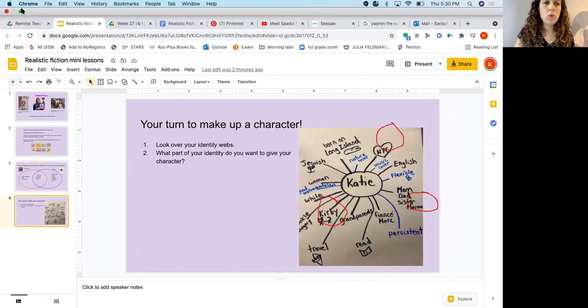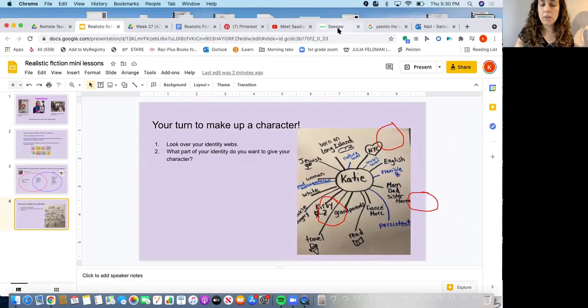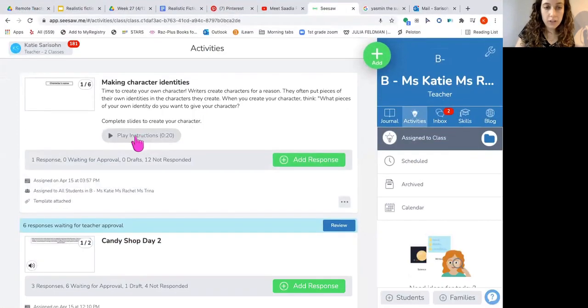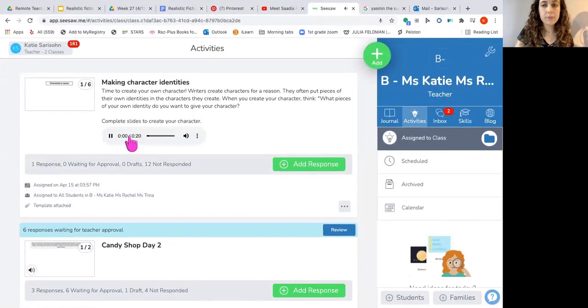So when you go into Seesaw, you're going to find an activity called Making Character Identities. Here are the instructions. Time to create your own character. Writers create characters for a reason. They often put pieces of their own identities into the characters they create. When you create your character, think, what pieces of your own identity do you want to give your character? Complete the slides to create your character.